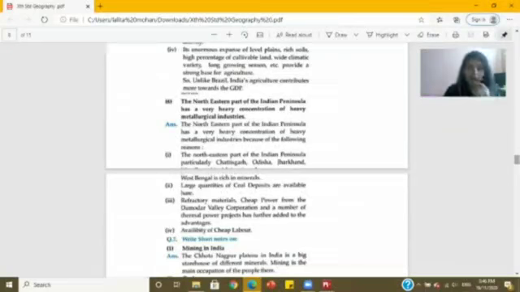Large quantities of coal deposits are available here. Refractory materials, cheap power from the Damodar Valley Corporation, as well as a number of thermal power projects has further added to the advantage. And lastly, there is availability of cheap labor, and hence it has heavy concentration of metallurgical industries. Question number 7, write short notes.